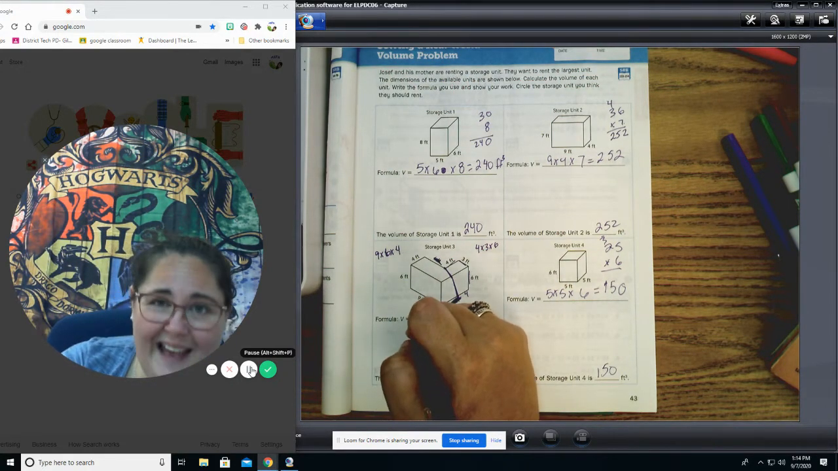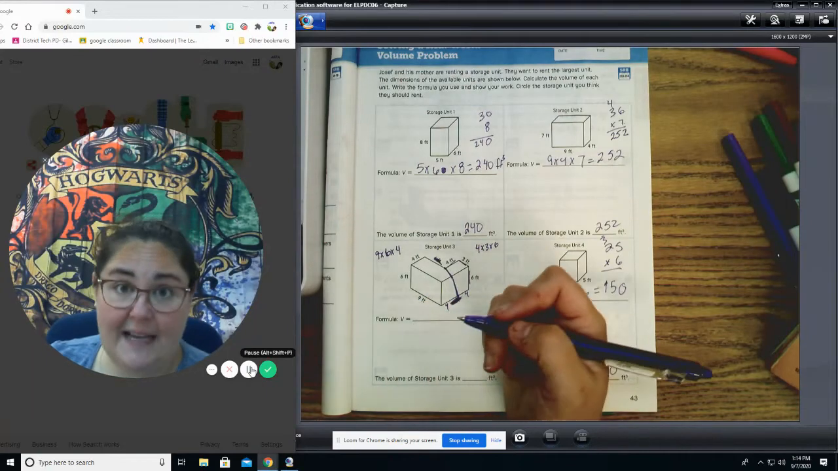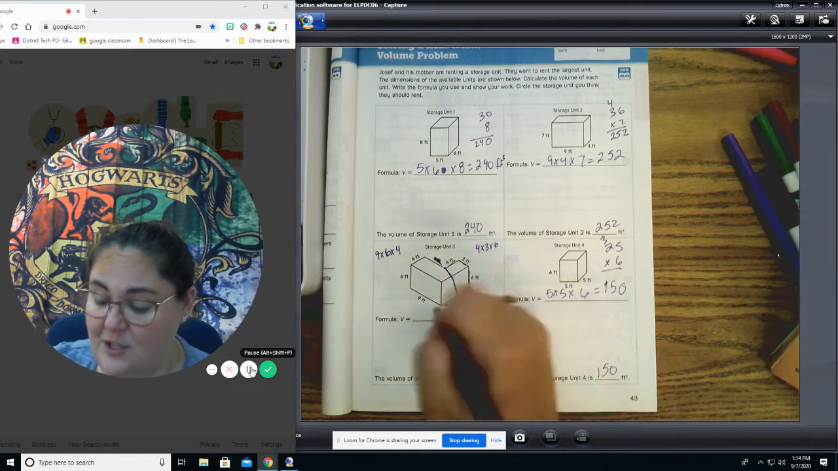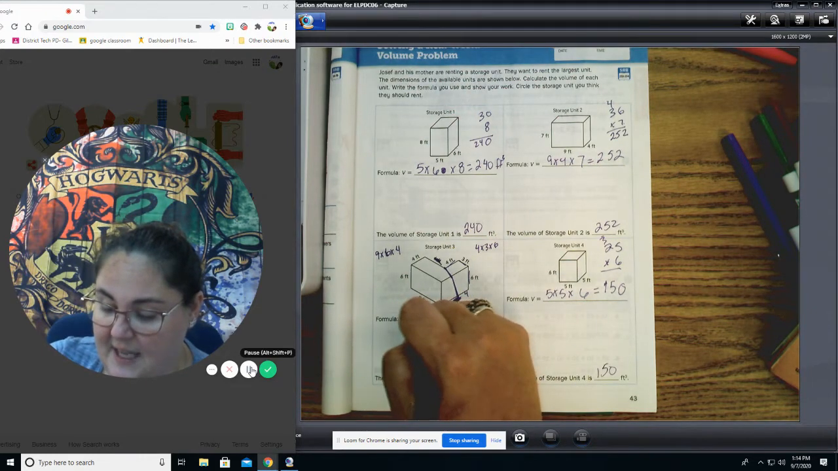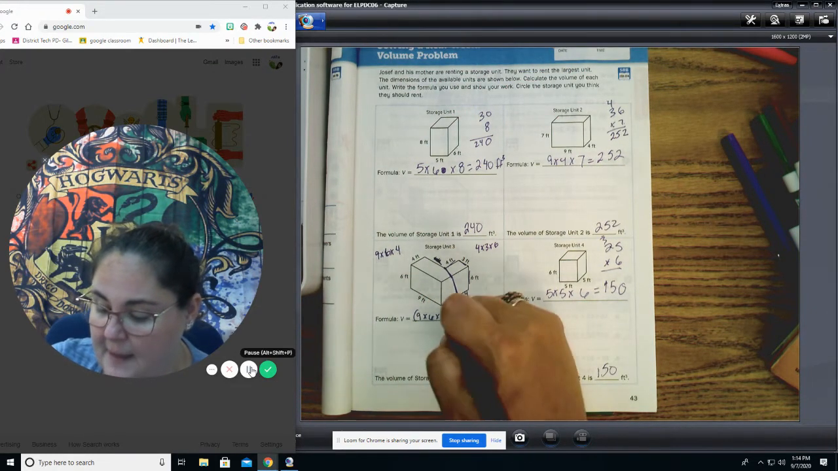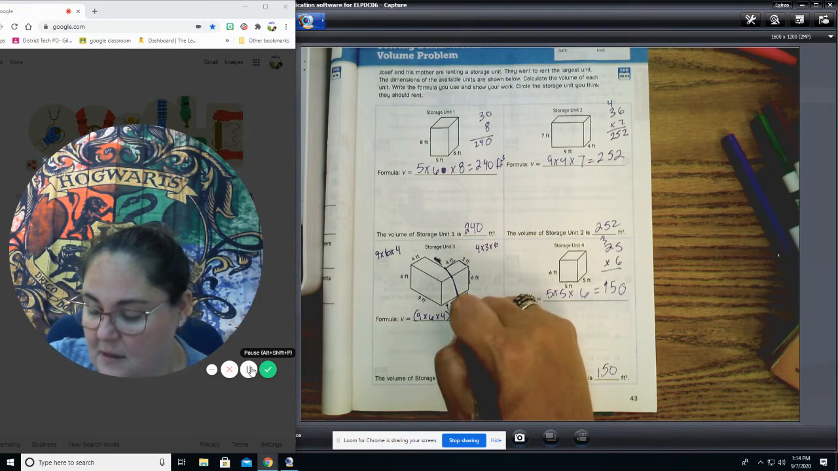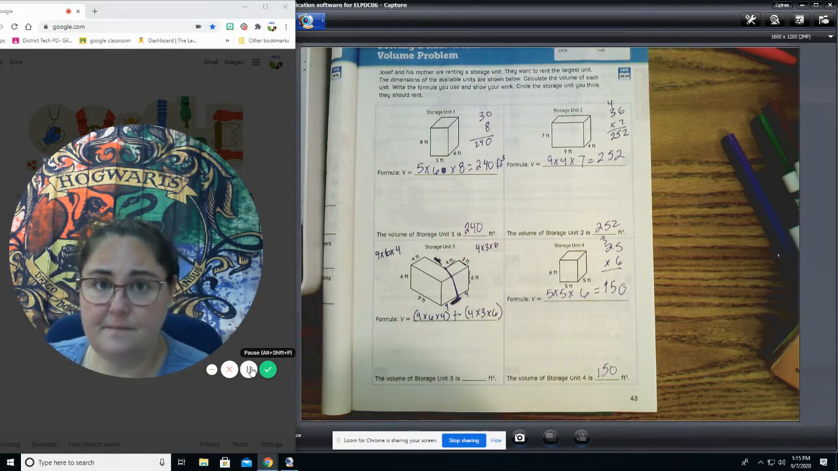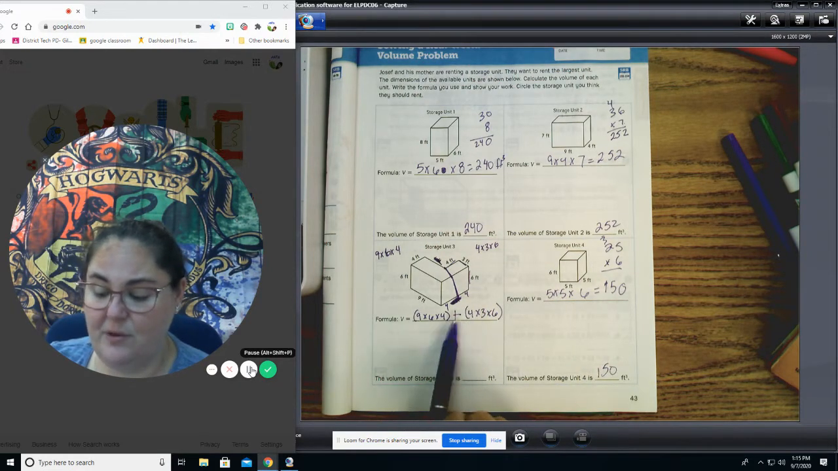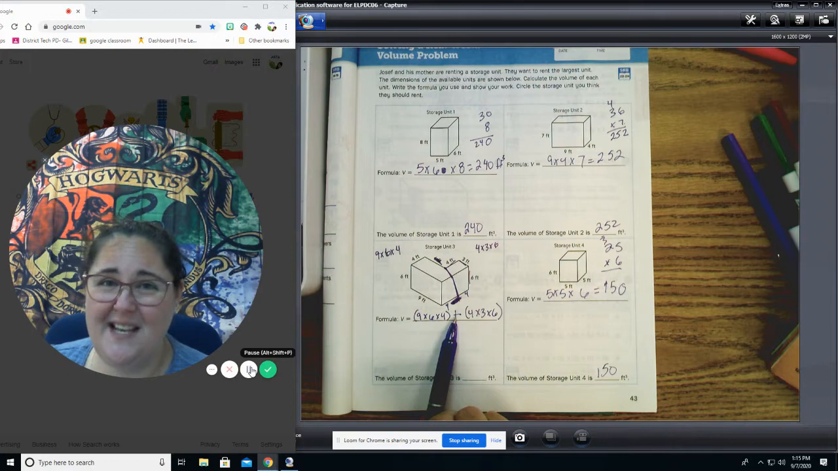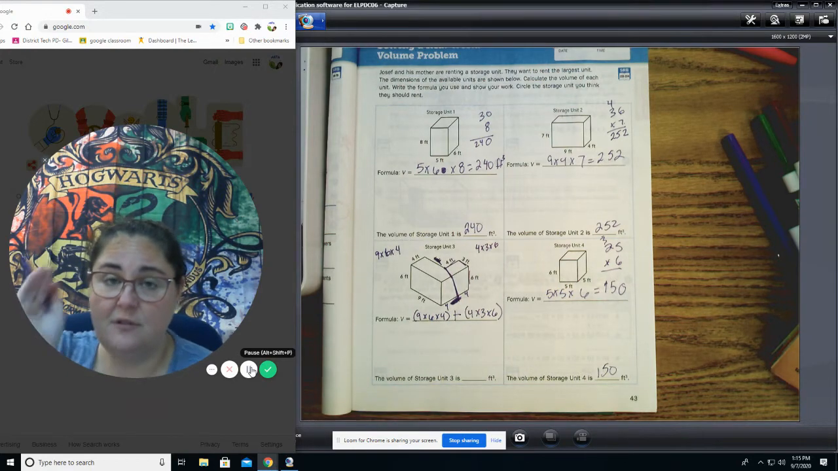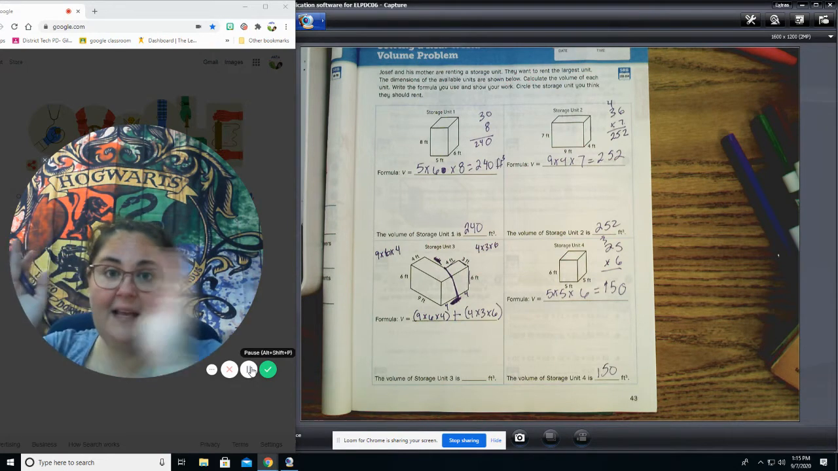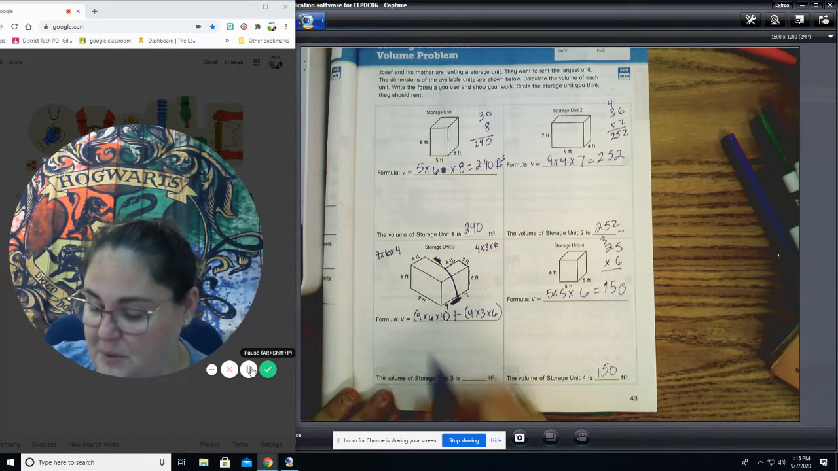So again, you did this on your test. We did this all last unit. You should know how to do this. 9 times 6 times 4 plus 4 times 3 times 6. You need to add the two numbers, not multiply. That was a common mistake that a lot of people did. So find this volume by multiplying, find this volume by multiplying, add them together. Some people didn't do that.